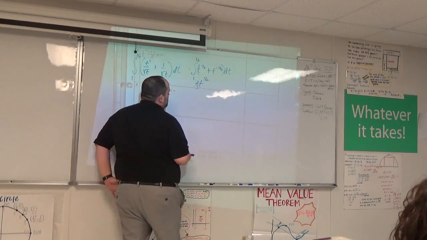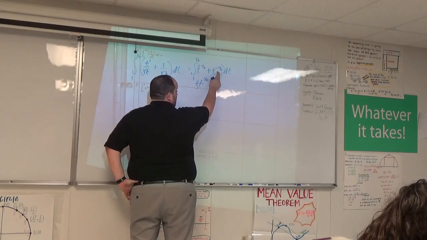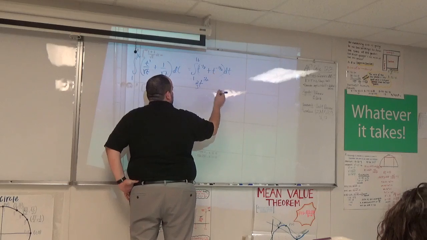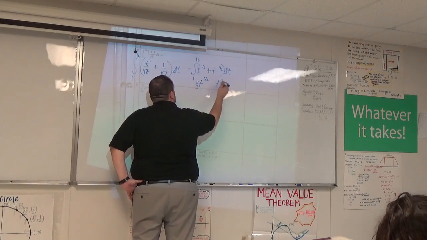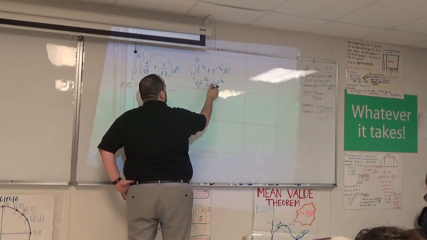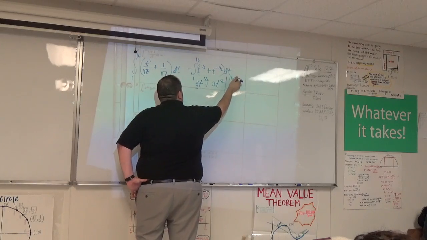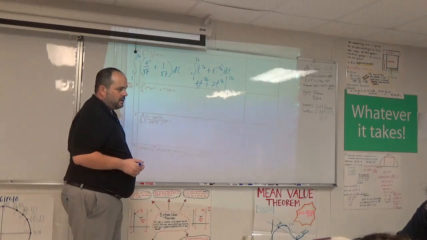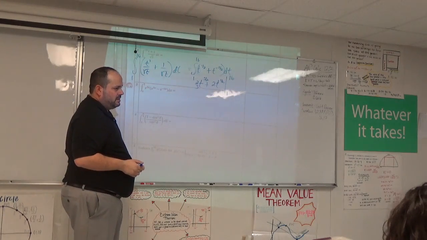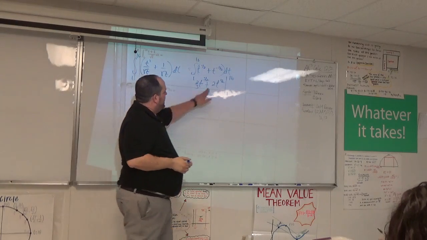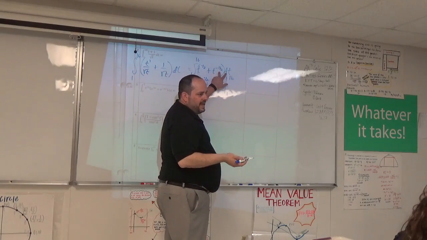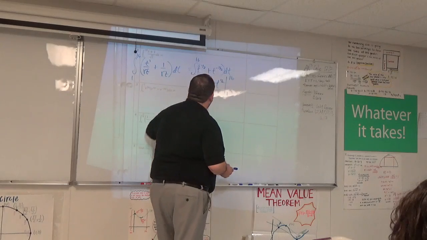So 2/3 t to the 3/2. Power rule over here. Add 1 to the power, divide by the new power. t to the 1/2 times 2. And we evaluate from 1 to 16. Celeste, are you okay with that? Yeah, got it. Add 1 to the power, negative 1/2 plus 1 is going to be 1/2. Divide by that new power.